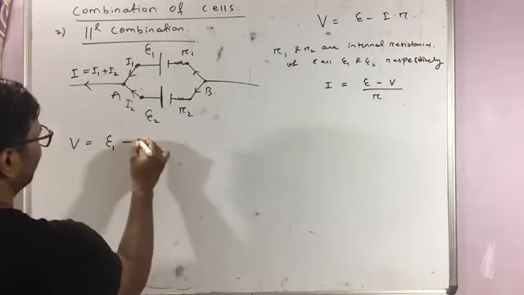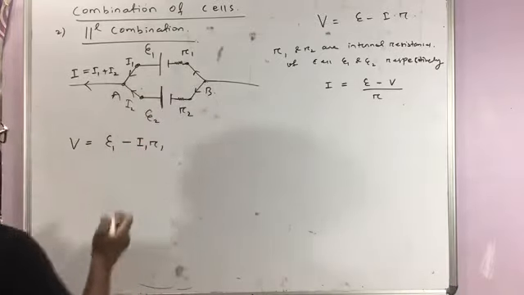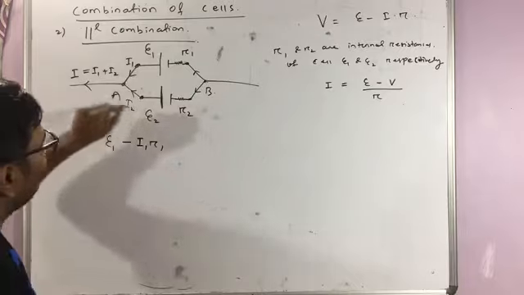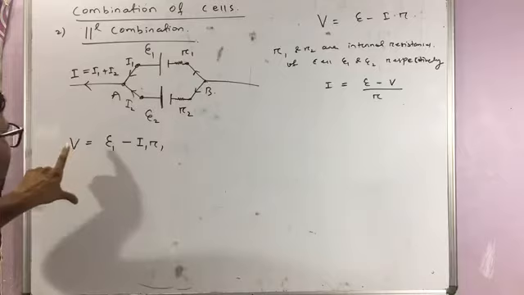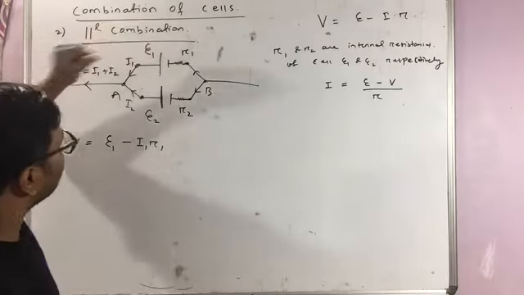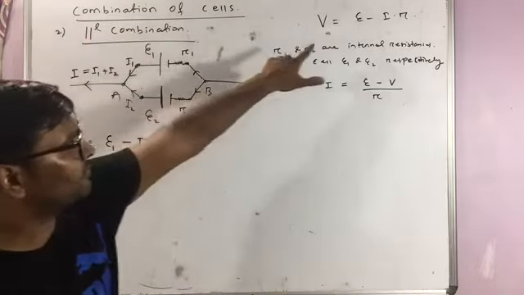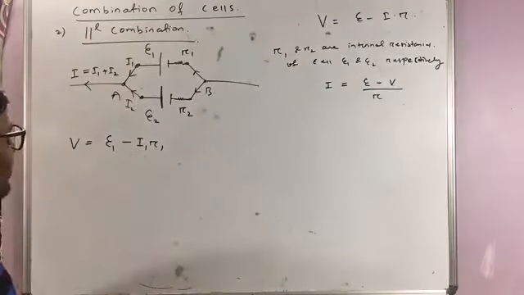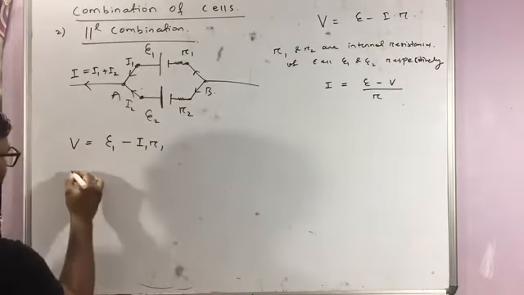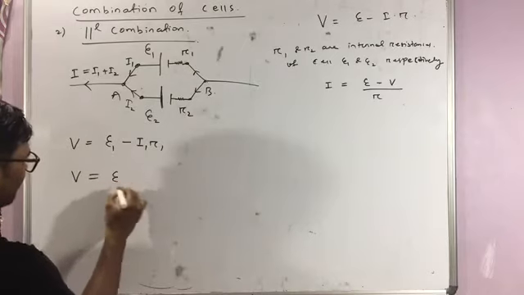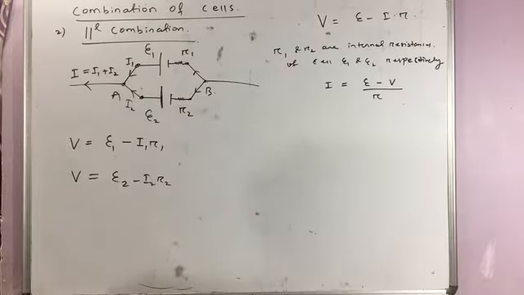V is equal to E1 minus I1 R1, if you go through this way. Because they are connected in parallel, their terminal potential difference must have the same value, which I have taken to be V. For this cell, the terminal potential difference we can write as E1 minus I1 R1, and again, if you go through this branch, the same V would be E2 minus I2 R2.